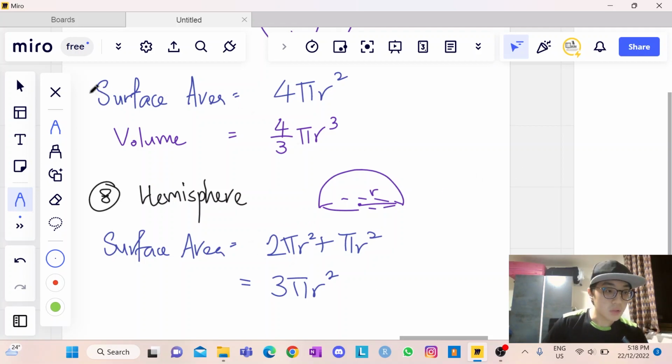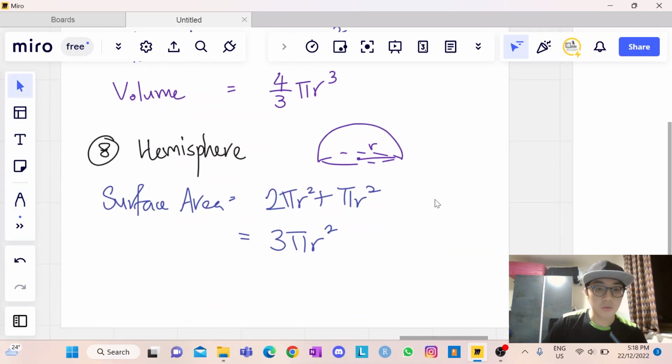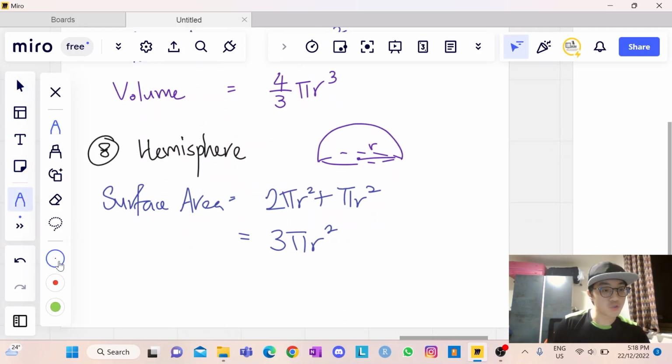Okay. And something to mention about the volume, there's no tricks here. It's just literally divide by 2. So it's just 2 over 3 pi r cubed.